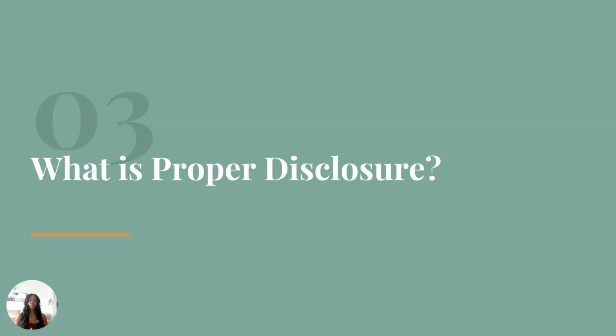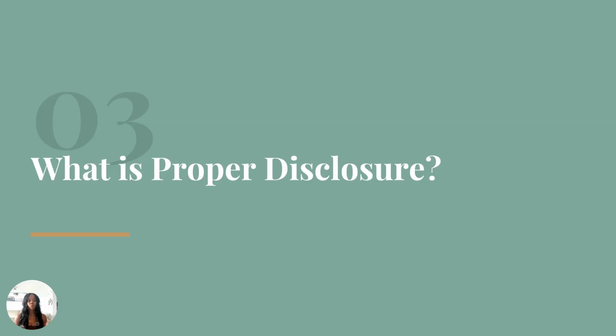Now, what is proper disclosure? First, let me define what disclosure actually means. That's just telling people the truth about how you're using AI in your business, in this case. Where it shows up, what it's doing, what it can't do. So when something goes wrong, "I didn't know I had to disclose" is not a defense.